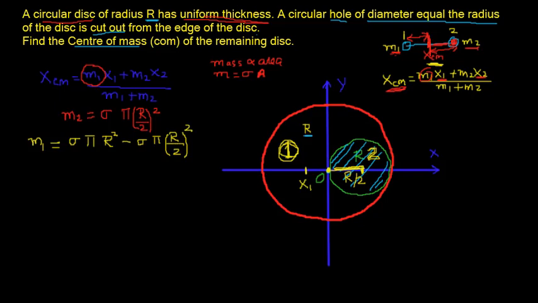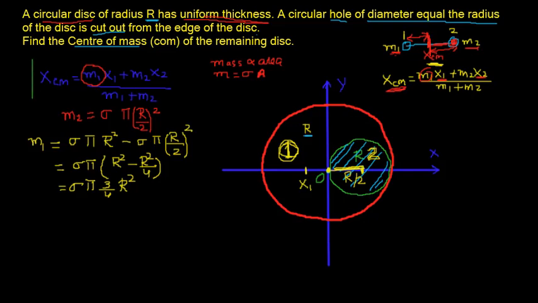So let's solve it mathematically. Sigma times pi can be taken as common. This is r square minus r square by 4, which comes out to be sigma pi times 3 by 4 r square. Now I think we can solve our equation.